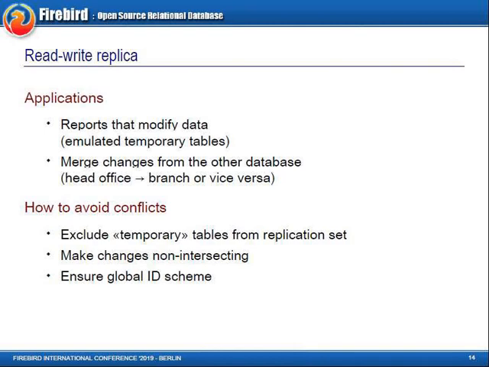And another thing is that if you do some changes that are potentially conflicting, but you do not want to get any conflicts, you should ensure you use some kind of globally unique scheme for your records. I will be speaking about that later. So that the record can be uniquely identified from both the replica side and the master side.